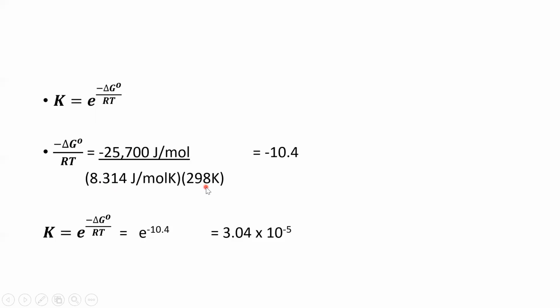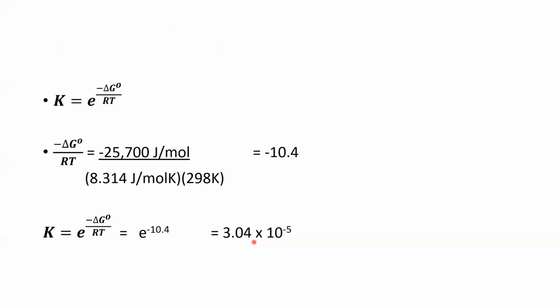And we want to use Kelvin here. So when we plug this all in, we're going to get a negative value for our exponent. So e to the negative 10.4 gives us 3.04 times 10 to the minus 5. The relationship between K and delta G. Everybody good?